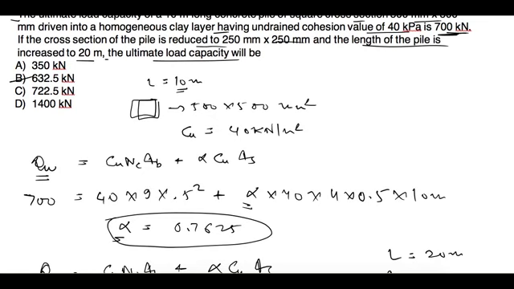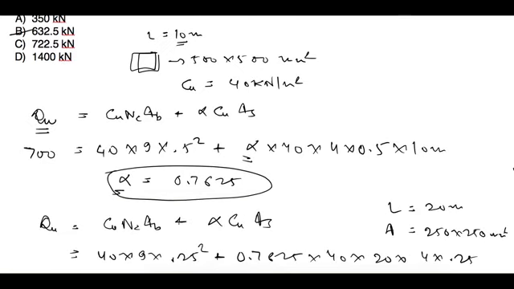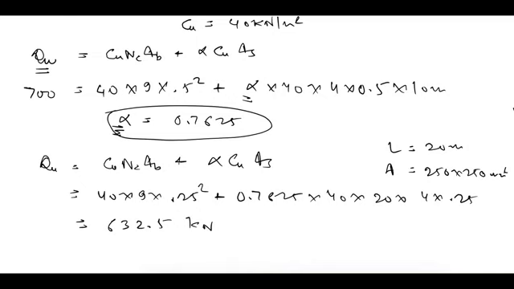So this is the answer. So this data for the first pile was given just to find out the value of alpha. So we found out alpha from the given data and then we plugged it into the other data which was given and we calculated the value of pile load capacity.